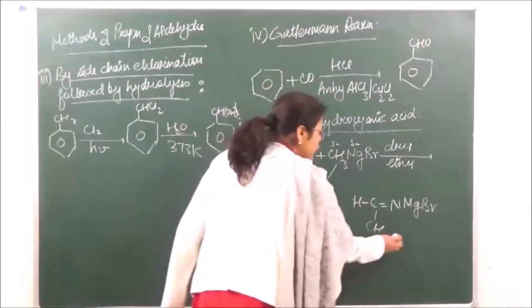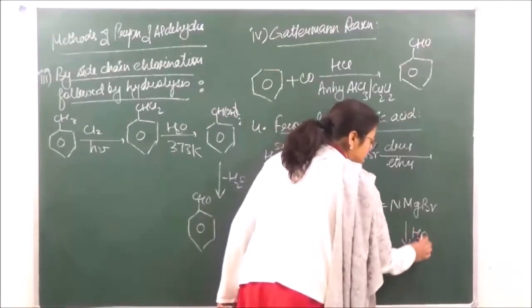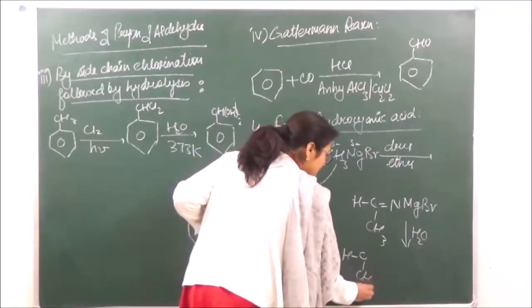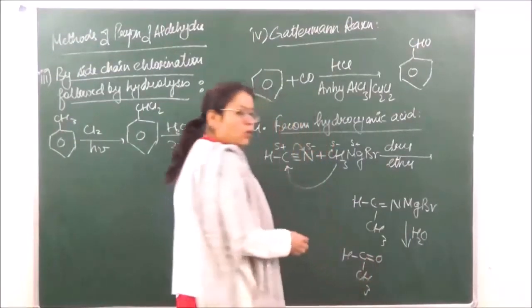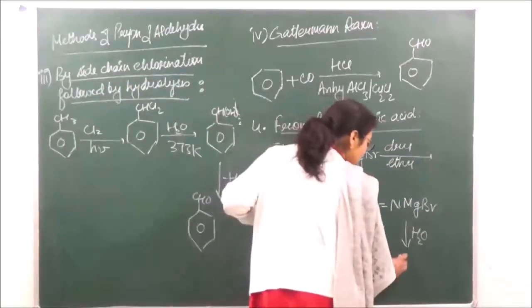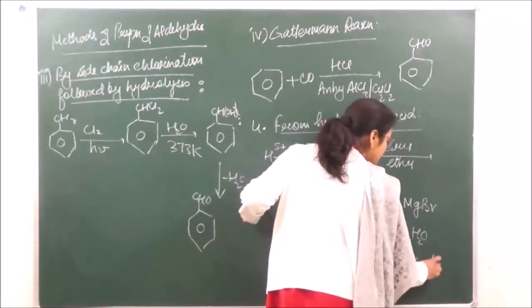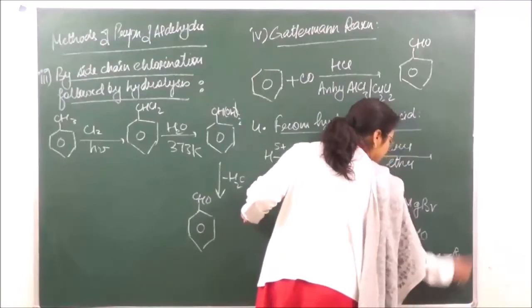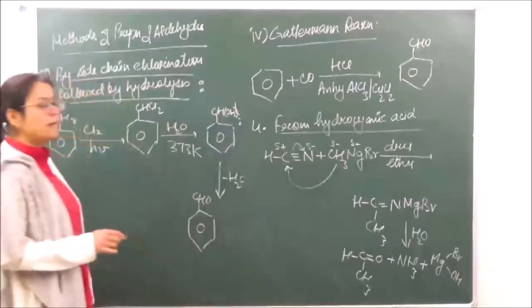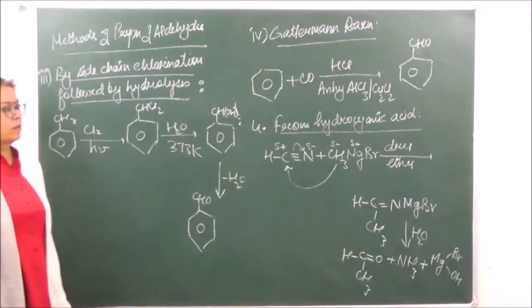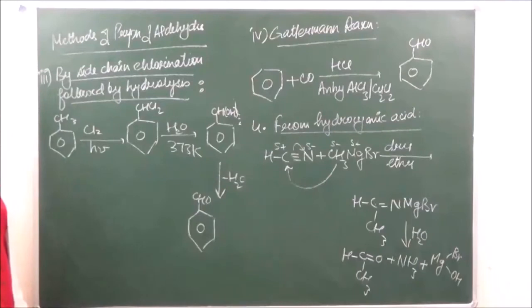CH3CHO. If you are doing the hydrolysis of this further, it is going to give us HC(CH3) double bond O, which is CH3CHO, plus it is going to give us ammonia, and plus it will give us Mg(Br)OH. Okay, so this is what we have over here, the reaction with HCN.